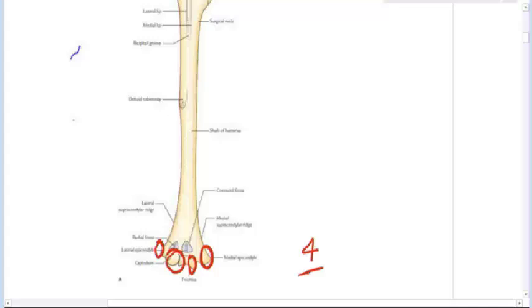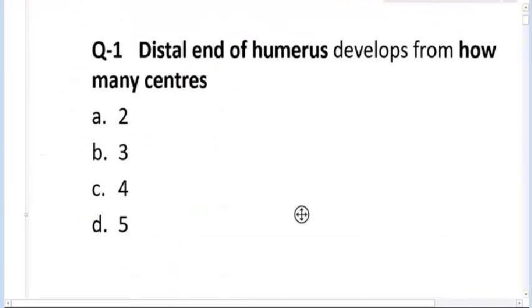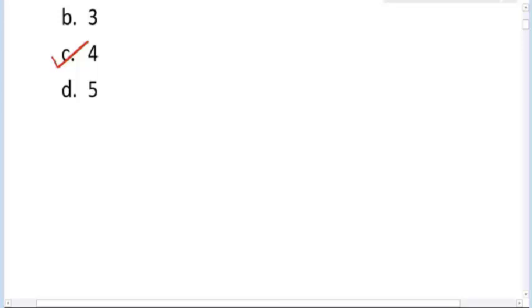and about 16th or 17th year the lateral epicondyle and both portions of articulating surfaces, which have already joined, unite with the body. So basically in 18th year the medial epicondyle will join to it. So correct answer to this question is 4. Now let's move to the next question.